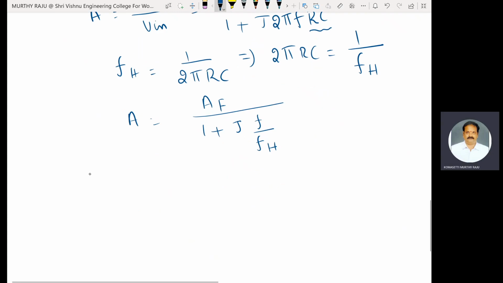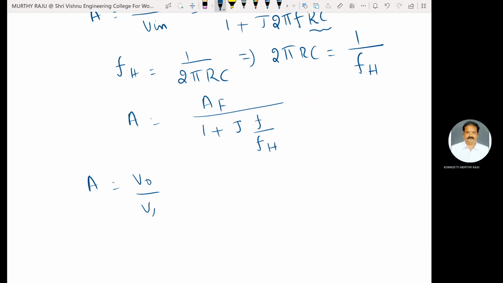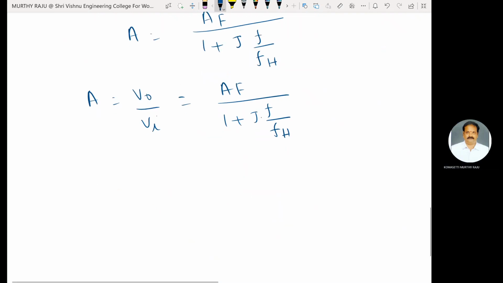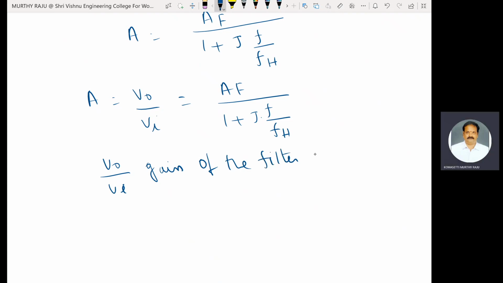Where A is the V naught by Vi gain of the filter circuit. First order low pass Butterworth filter: V naught by Vi is equal to AF by 1 plus J F by FH. Where V naught by Vi is the gain of the filter as a function of frequency.